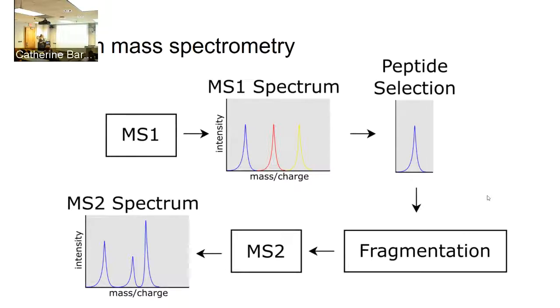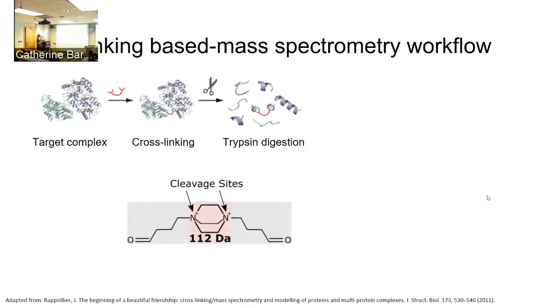And the reason this is important to note is because it's part of what we do in cross-linking-based mass spectrometry, because even if we have a cross-linker like I show here, we actually need to break it in order to be able to find it. And I'm going to walk through how that's done.